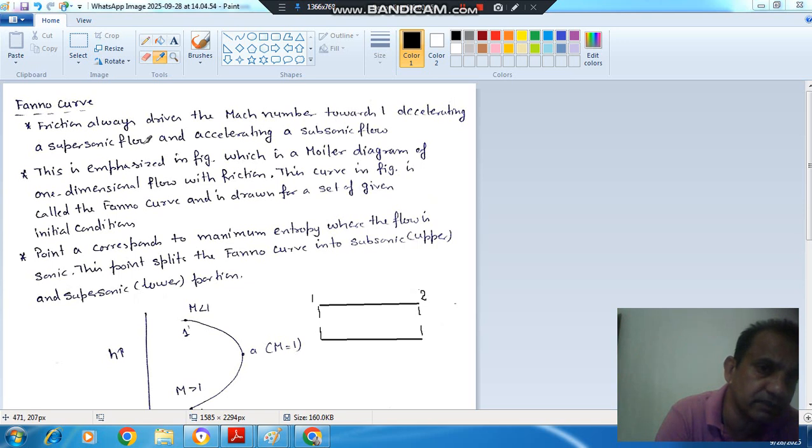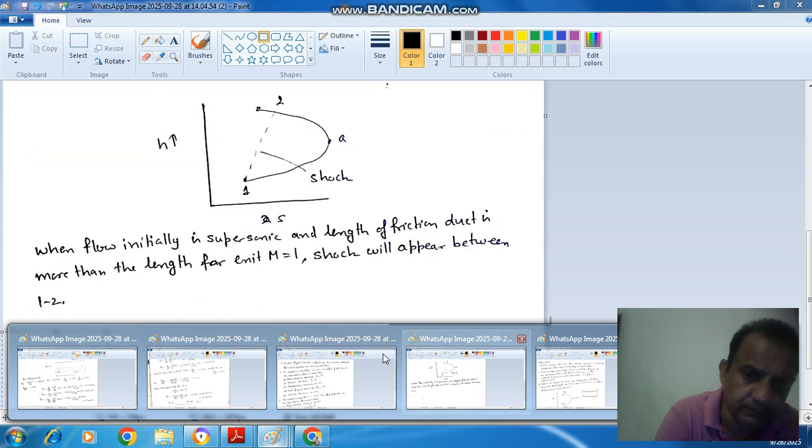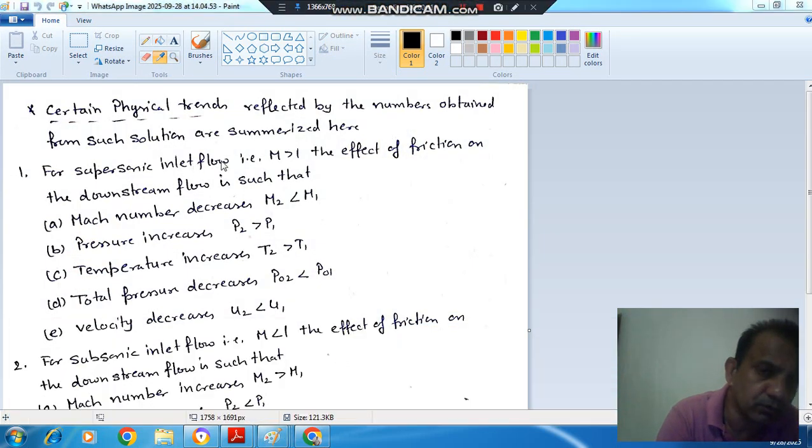First point is friction always drives the Mach number towards 1, decelerating supersonic flow and accelerating subsonic flow. So here we have studied that in case of supersonic flow, the Mach number is more than 1 initially, then the Mach number M2 is less than M1. So it means the flow is going towards sonic flow. So Mach number decreases as it is more than 1, so it is going closer to 1.